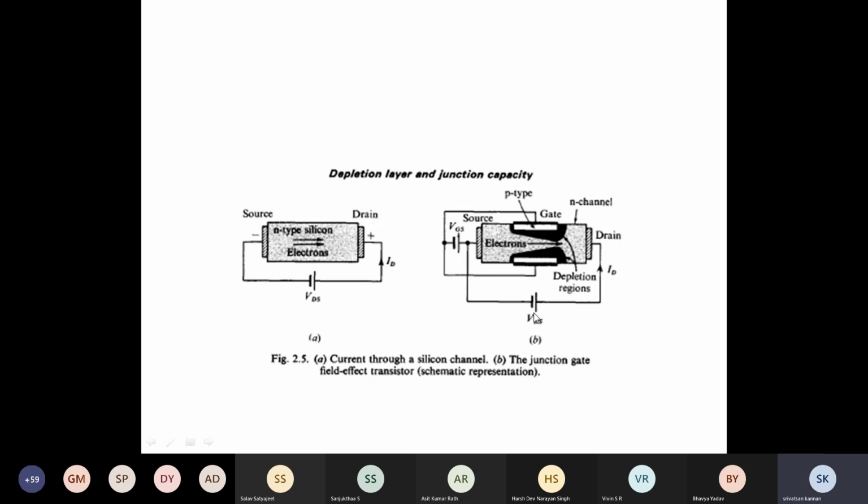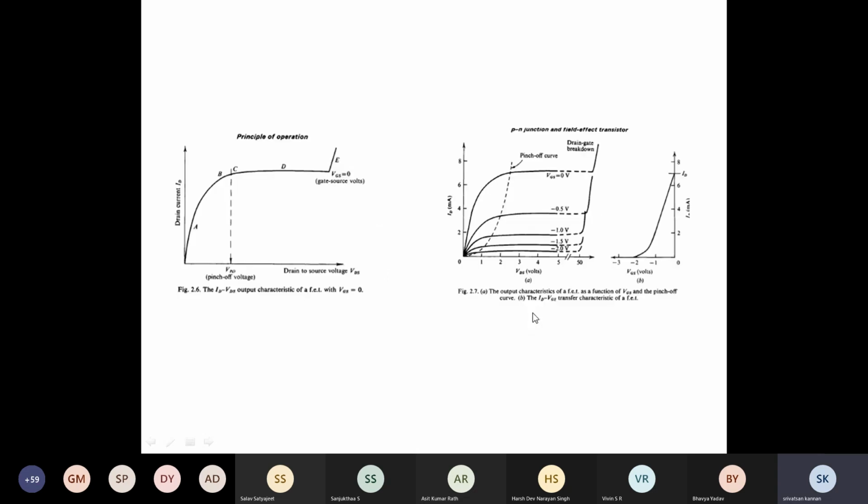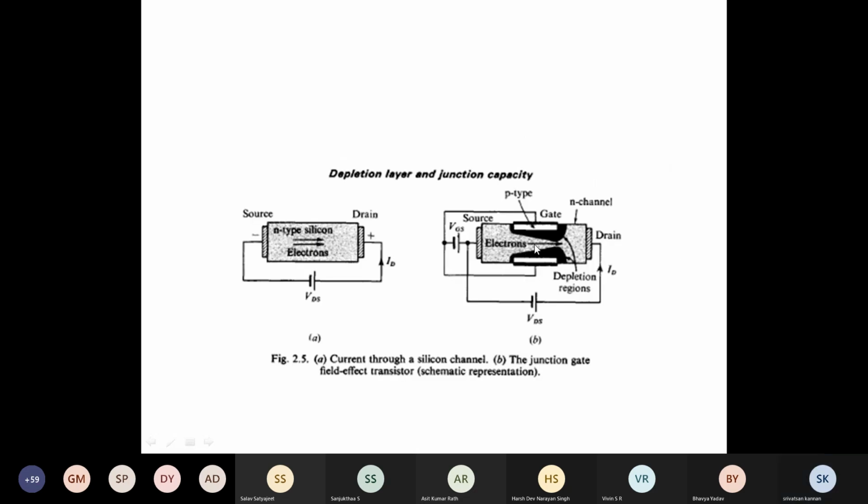So gradually the current will increase. You can see on increasing VDS, there is a corresponding increase in the drain current. You can see that there is a linear relationship between the voltage and current in this region, from region A to C, where VGS is zero. So what will happen if you further increase this VDS?